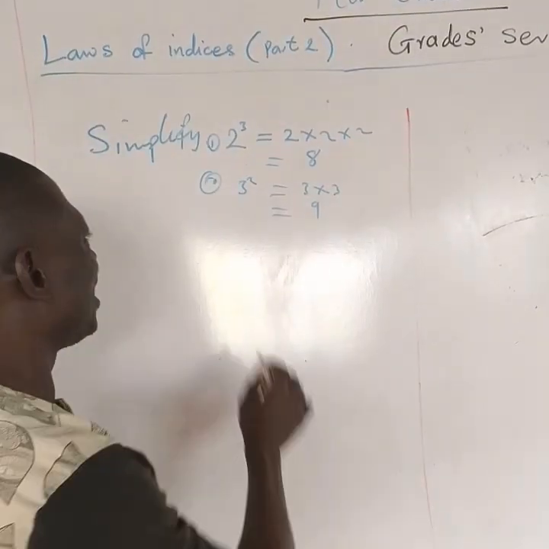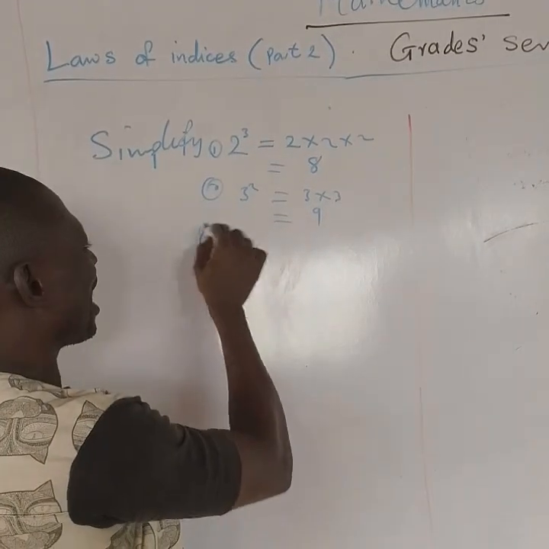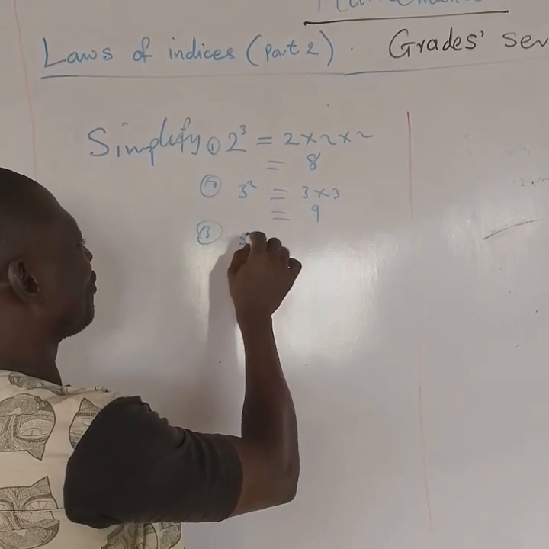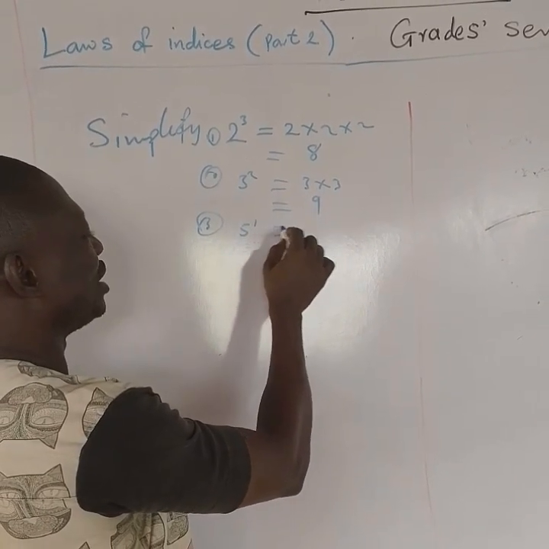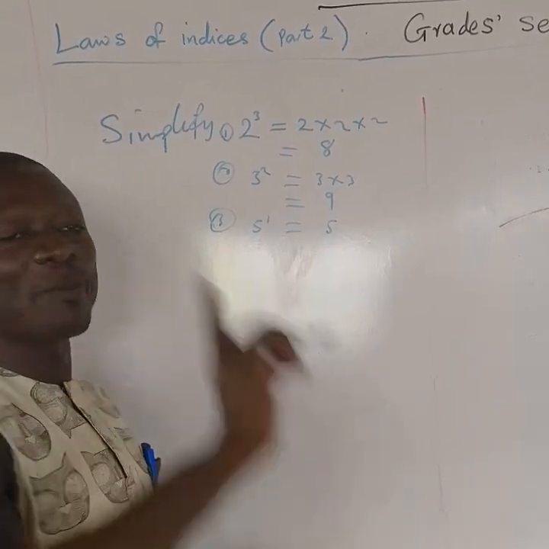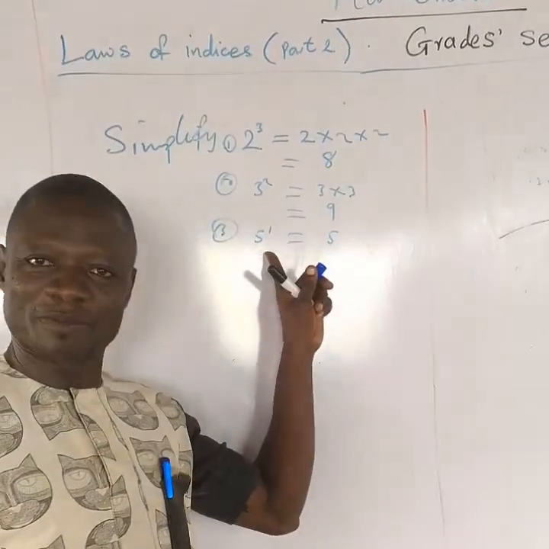But we don't have problems with all this. And if I give number 3 as 5 raised to power 1, it is equal to 5. Any number raised to power 1 is that number.